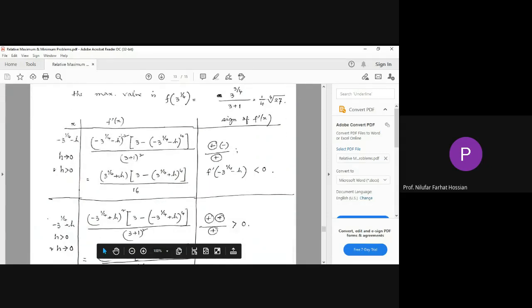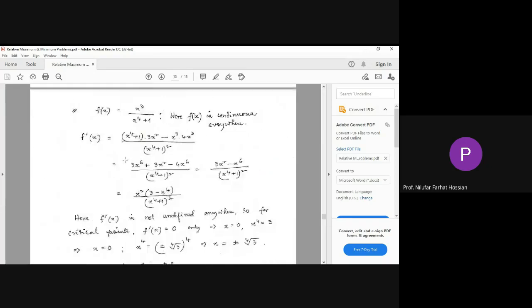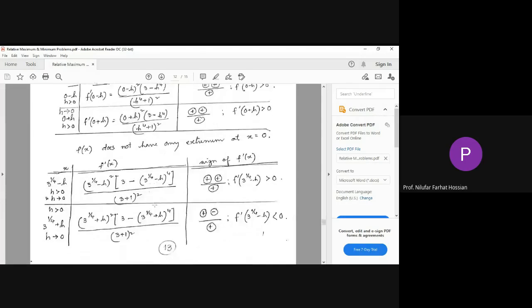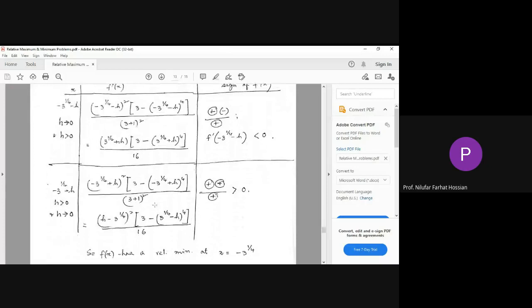Same thing. This is a whole square. This was x square into 3 minus x to the power 4 divided by, what was it? Divided by, what was it? x to the power 4 plus 1. So if you put x equal to minus 3 to the power 1 by 4, it will be simply 3, right? It will be simply 3. So this part is important to decide the sign of the factor. So this is a whole square, so it will be positive.